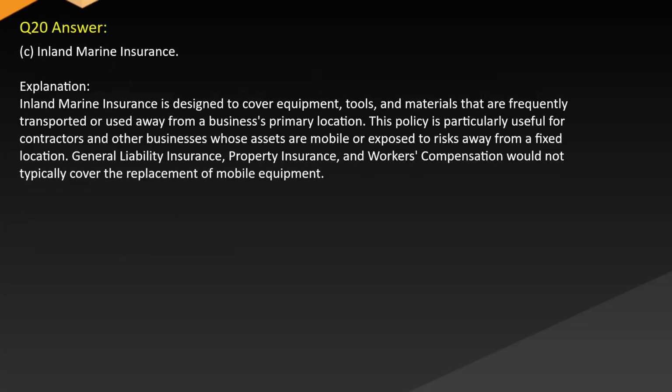Answer: C. Inland marine insurance. Explanation: inland marine insurance is designed to cover equipment, tools, and materials that are frequently transported or used away from a business's primary location. This policy is particularly useful for contractors and other businesses whose assets are mobile or exposed to risks away from a fixed location. General liability insurance, property insurance, and workers' compensation would not typically cover the replacement of mobile equipment.